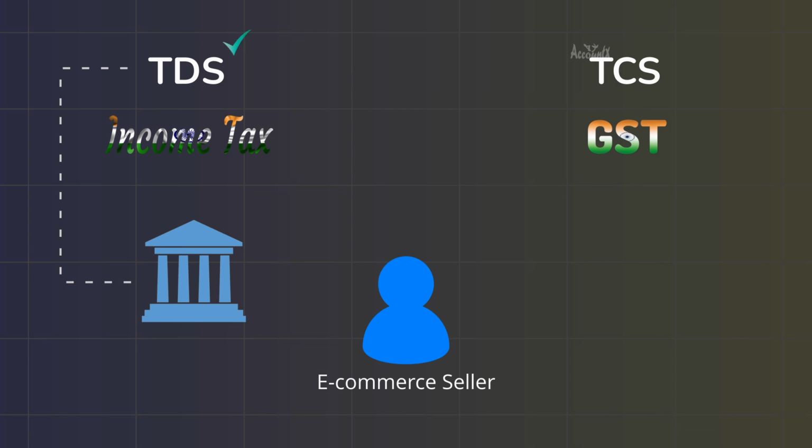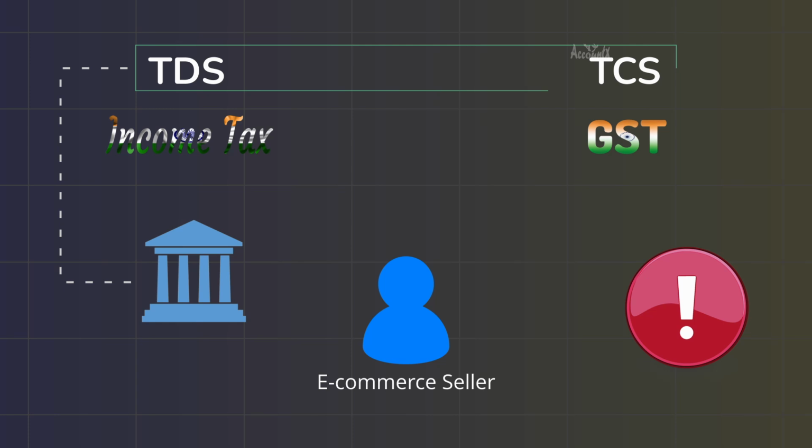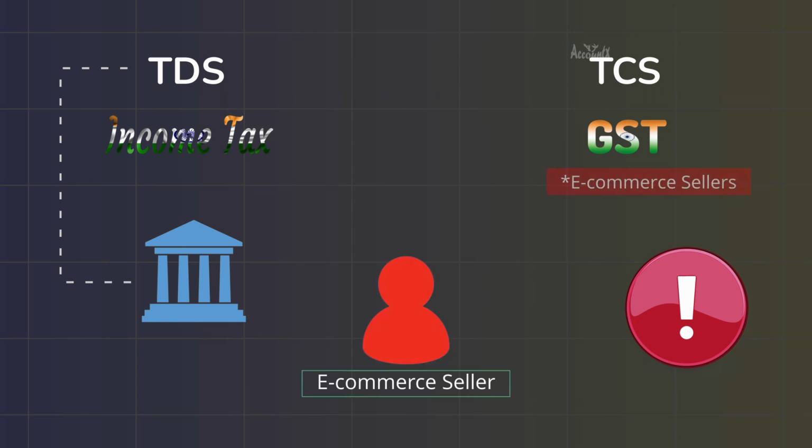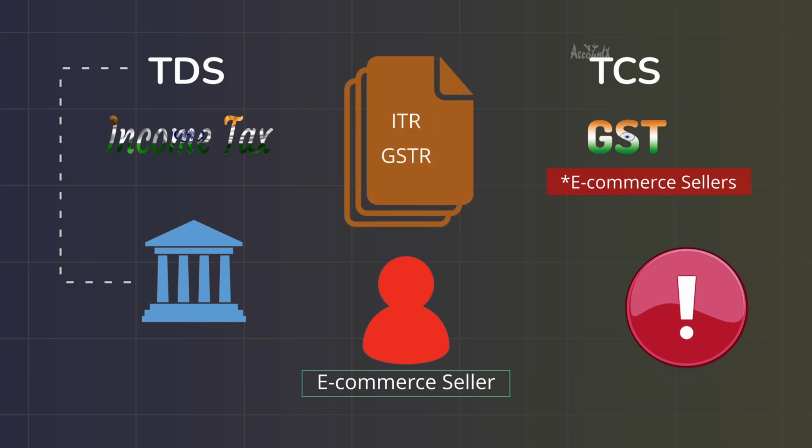Because TDS is applicable whether or not you are GST registered. The only exception is turnover, that is up to 5 lakh, to help small taxpayers. So either through TCS or TDS, the government can easily identify defaulters. So e-commerce operators are forced to declare their income in their ITR or file GST returns. This is how tax base can be widened.